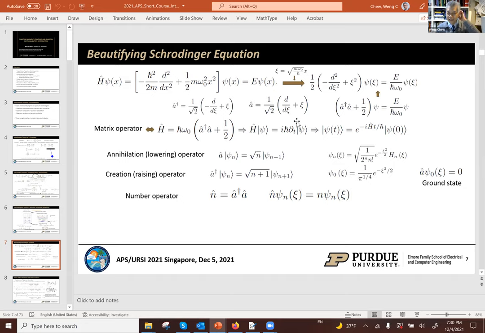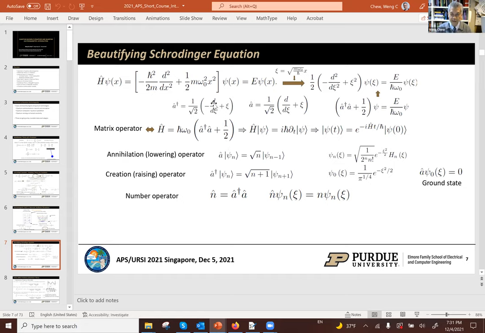I will not go into the detail of the factorization. It's some kind of high school algebra that you can do yourself, which is that if you define two operators, one of which is called the creation operator, the other one is an annihilation operator or the lowering operator, then you can actually rewrite this equation in a very compact form as just the product of these two operators. And you can think of this as now a matrix operator. This differential operator, you can think of them as a matrix operator.